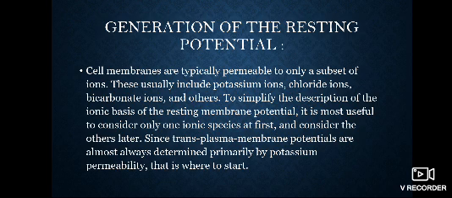Generation of the resting potential. Cell membranes are typically permeable to only a subset of ions. These usually include potassium ions, chloride ions, bicarbonate ions, and others. To simplify the description of the ionic basis of the resting membrane potential, it is most useful to consider only one ion species at first and consider the others later, since plasma membrane potentials are mostly determined primarily by potassium permeability. That is where to start.